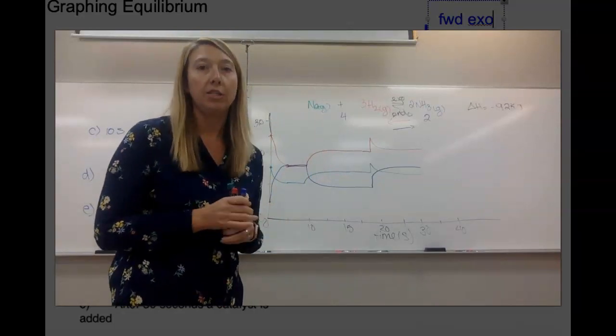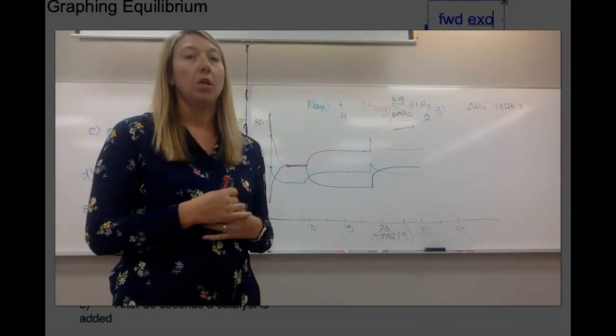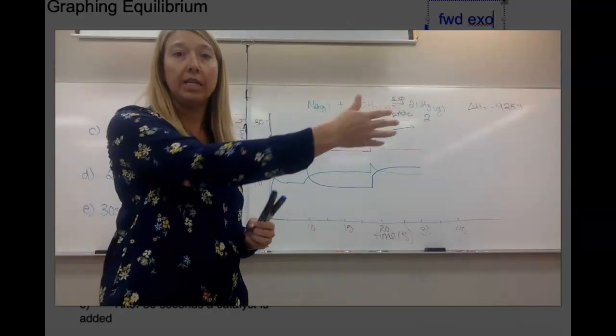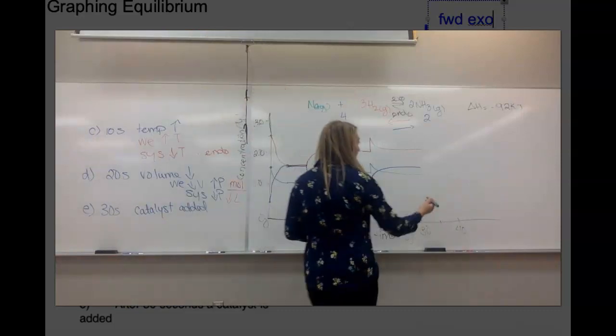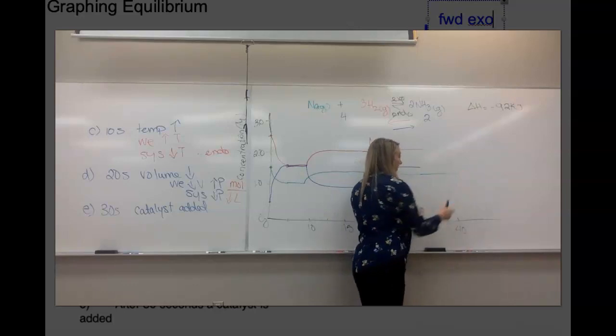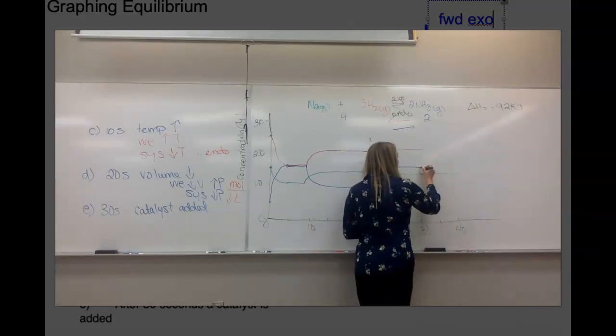So the last change is that at 30 seconds a catalyst is added. We talked about a catalyst, we said it does nothing. So all we're going to do is just extend our line past the 30 seconds. We don't have to draw any shifting. I'll erase that little curve down to my line.